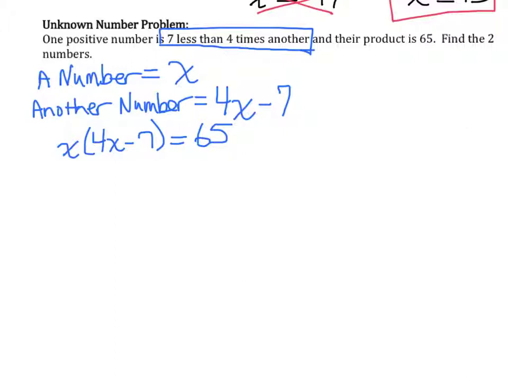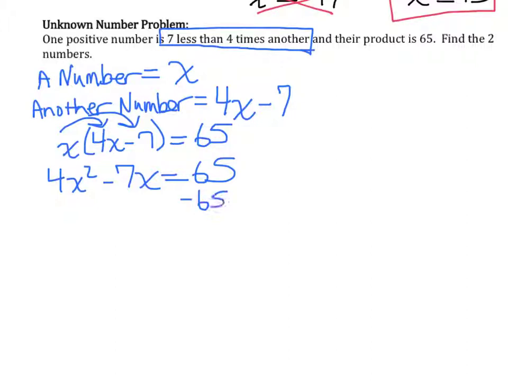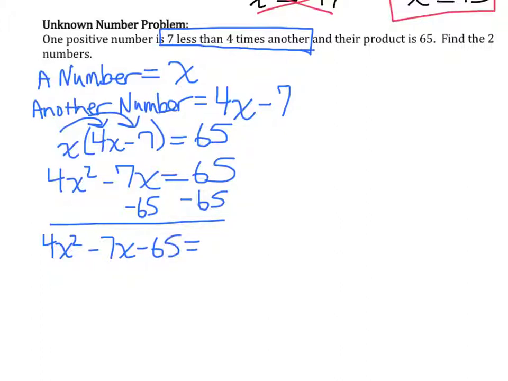In order for me to solve that, I'm eventually going to have to get 0 on one side. Before I do that, I need to use my distributive property. I get 4x squared minus 7x equals 65. Of course, this is a quadratic equation. I need everything on one side set equal to 0 so that I can solve by factoring. That means I need to subtract 65 from both sides. Once I subtract 65 from both sides, nothing on the left-hand side combines, but they cancel over there.